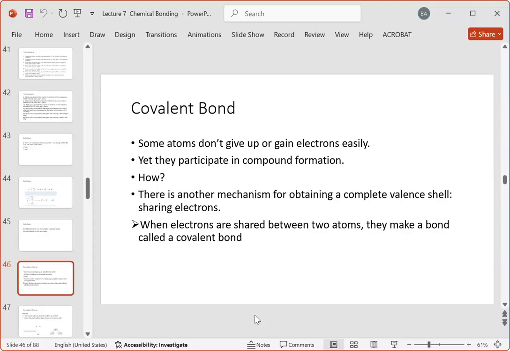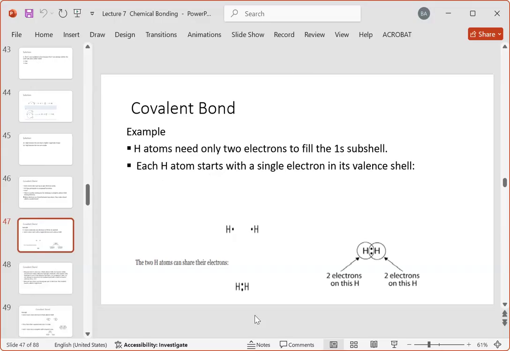Some atoms don't give up or gain electrons easily, but what they do is share the electrons. When they share the electrons, they also form a bond. For example, we have hydrogen. Hydrogen needs only two electrons to fill the 1s subshell. So each atom has one electron in its atomic shell, which is its valence shell, and they will attract each other.